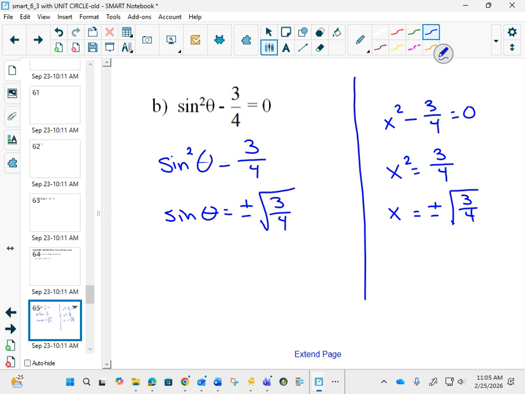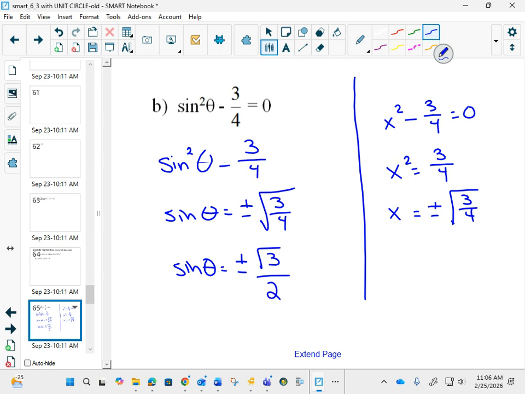And then from grade 10 and 11, you have to know all of your square root rules. So the square root of a fraction is the same as the square root of the top over the square root of the bottom. And the square root in the bottom just becomes 2.